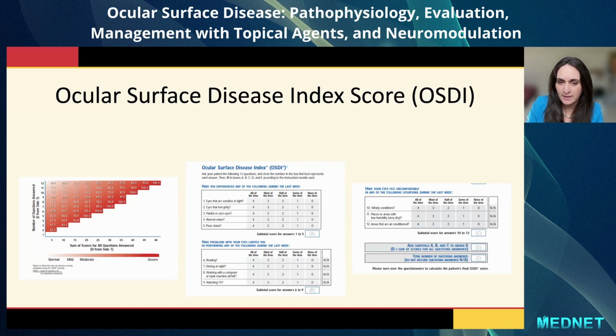Then you look at how it affects different activities of daily living. And then the last 3 questions evaluate specific locations or situations that the patient may have been in the last week that have caused them some discomfort from their eyes specifically. You then add that up and use some of the scores, and you can decide if they're normal, mild, moderate, or severe.